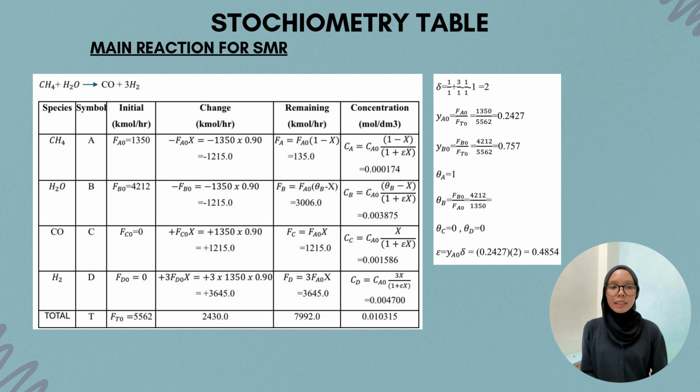So we calculated all the species concentrations by using information that we got from the stoichiometry, and we have set the conversion to 0.90.